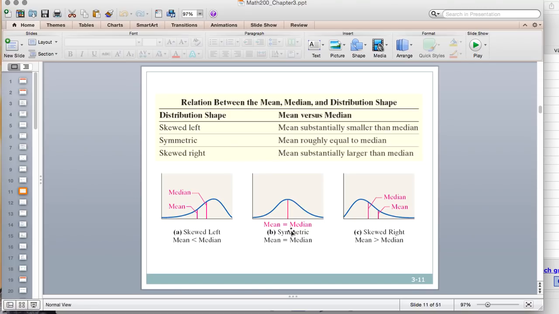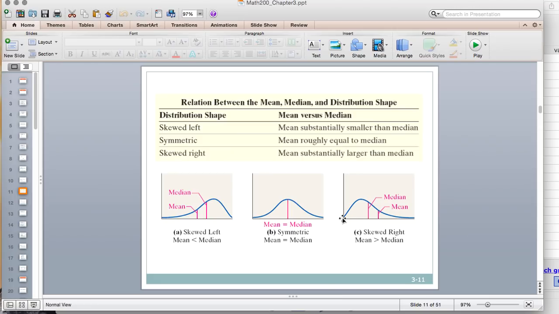Now, if you have a distribution that's symmetric, the mean and the median both lie smack dab in the middle of your distribution here. Now, it says mean roughly equal to median because rarely are your mean and your median going to be exactly the same, even if you have a symmetric distribution. We can always account for a little bit of variation that's going to exist between those two. But if they're roughly equal, then you could say that your distribution is symmetric.